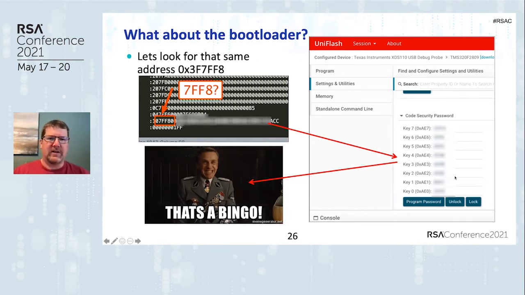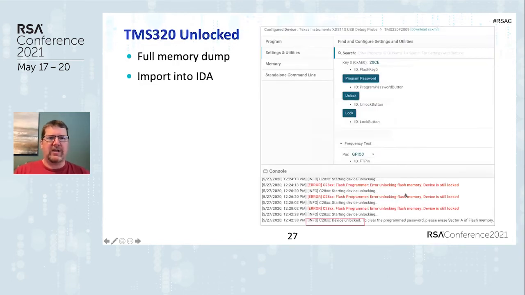And for some reason, this took me like half an hour to figure out: the fact that they put the keys backwards and start at key 7 and end at key 0. But you put those values in, and you actually are able to unlock the TMS 320. So I was able to do a full memory dump of that and then import it into IDA, which actually supports the TMS 320 as a processor that it can do disassembly on.